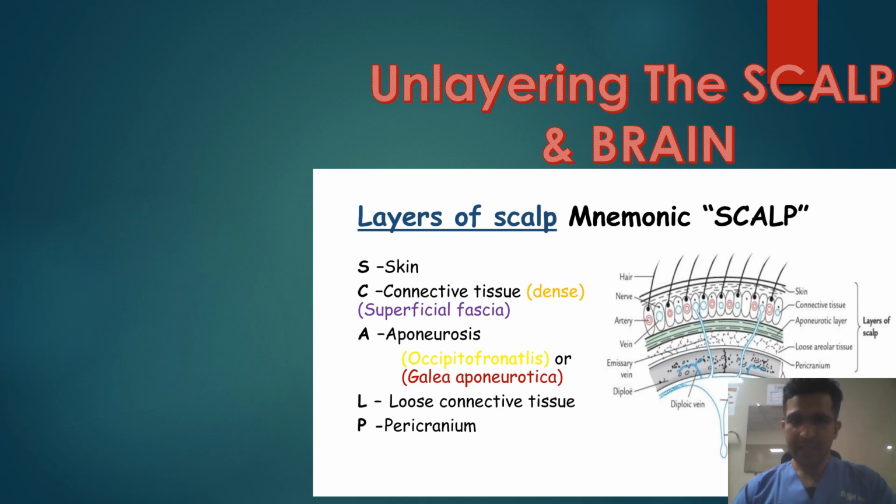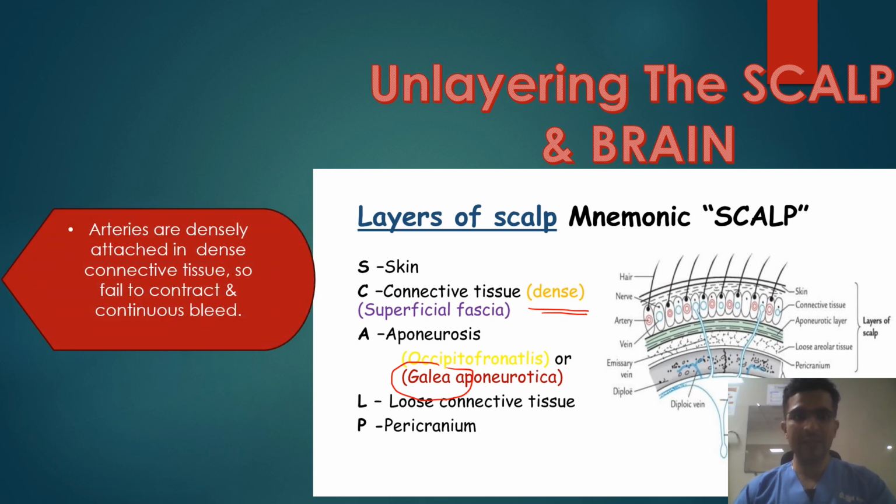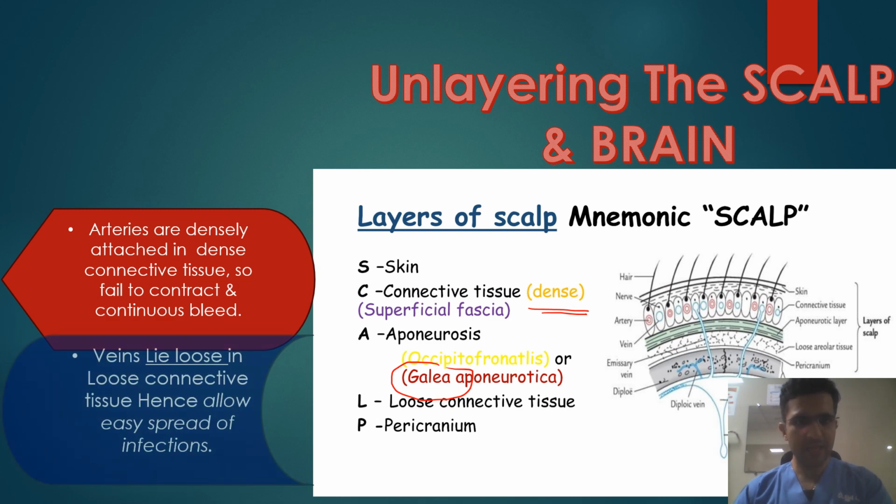Skin is okay. C, connective tissue, you have to remember it's a dense connective tissue. A, aponeurosis is nothing but the tendinous attachment of the two muscles occipital and frontalis, which we also call as Galea. L stands for loose connective tissue and P stands for pericranium. But the MCQs coming from this are 2. So how do we learn it?